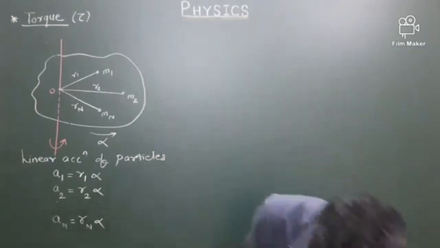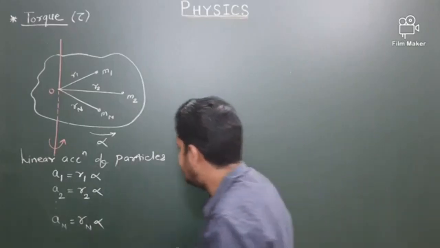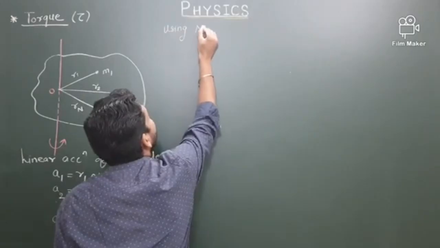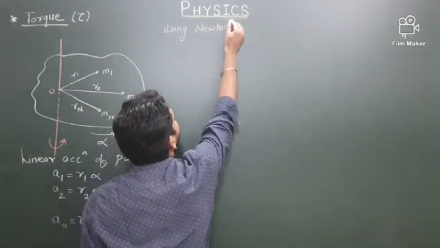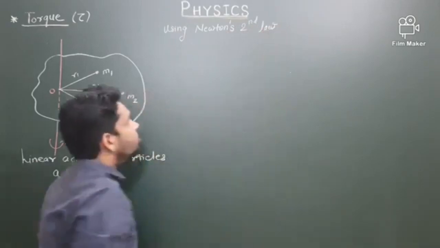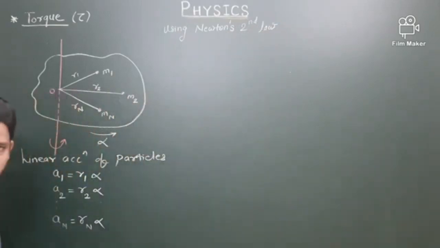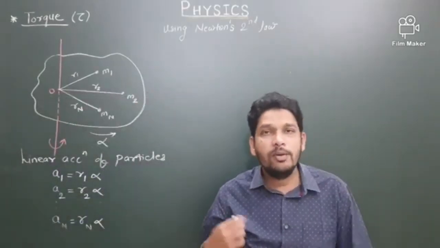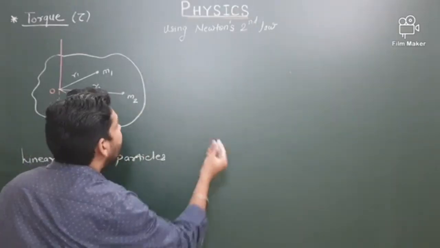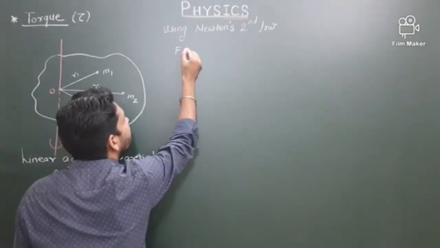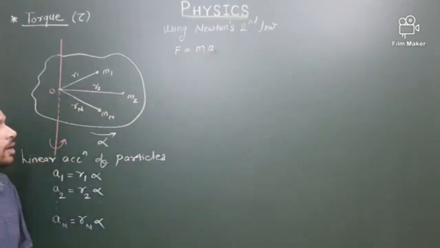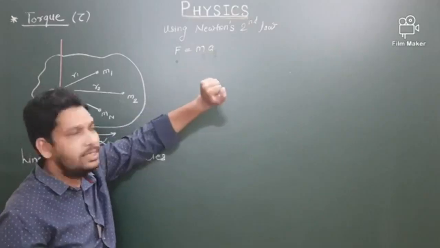Now after linear acceleration, using Newton's second law, the law of linear momentum. What is the statement? The rate of change of momentum is directly proportional to force. So F equal to ma, that is, force is equal to mass into acceleration.